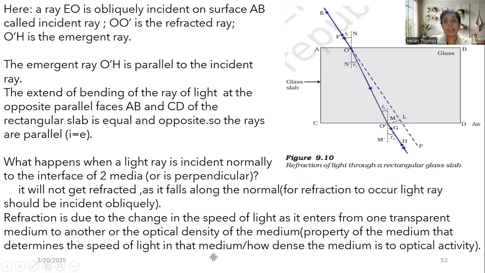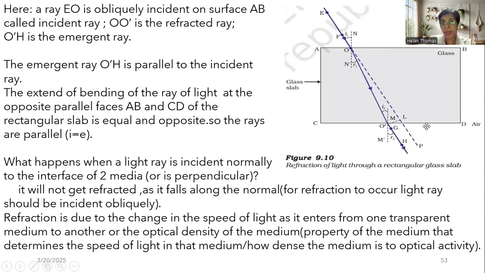Here, O prime is your refracted ray, and O prime H is your emergent ray, that is, the ray that comes out of the glass slab. O prime H is parallel to the incident ray. If you extend the incident ray in a parallel direction, this is how it will extend. So this ray and this ray are parallel.